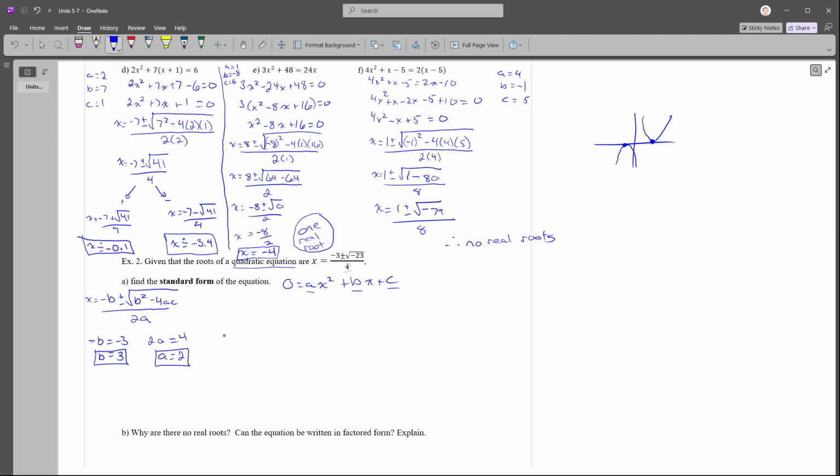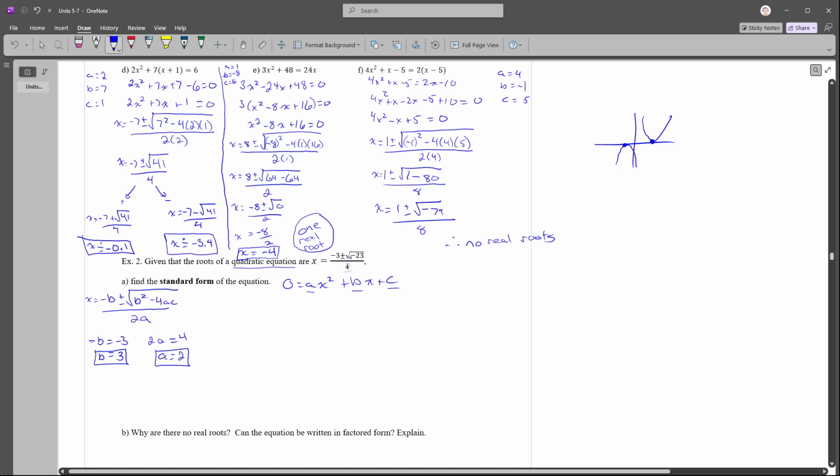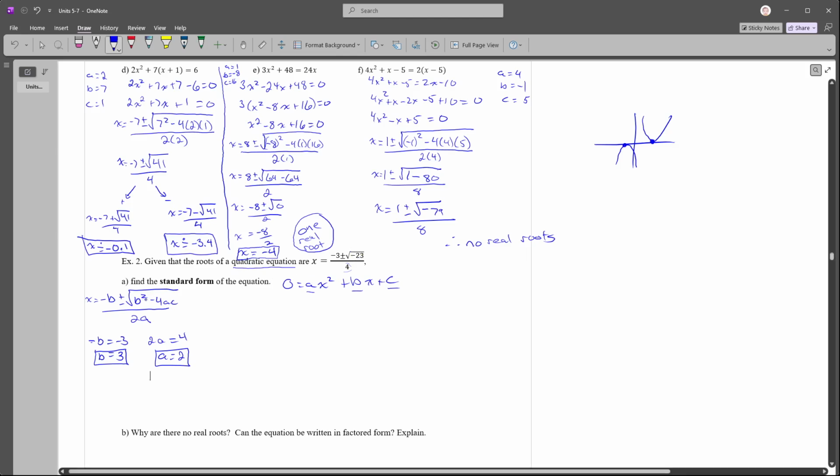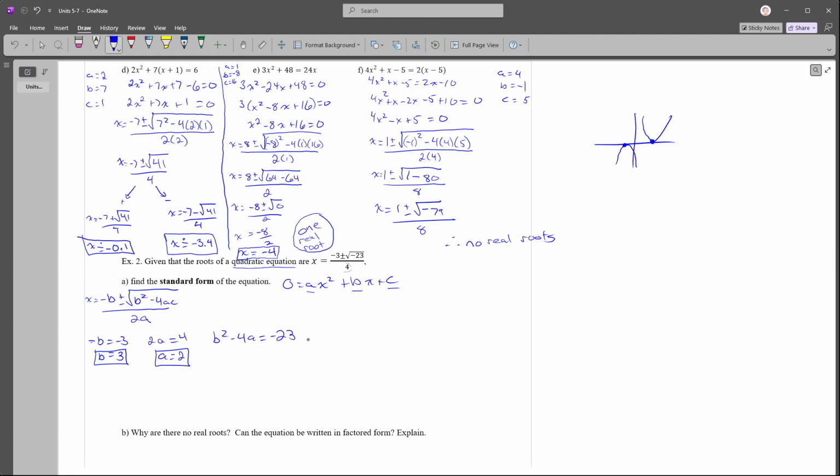That means the only thing we're missing is c. So the only other part of the equation we haven't used yet is that negative 23. What's the negative 23 equal to? The negative 23 is equal to b squared minus 4ac, in the given equation. Let's substitute what we know. b is 3, so 3 squared minus 4 times a, which is 2, is equal to negative 23.